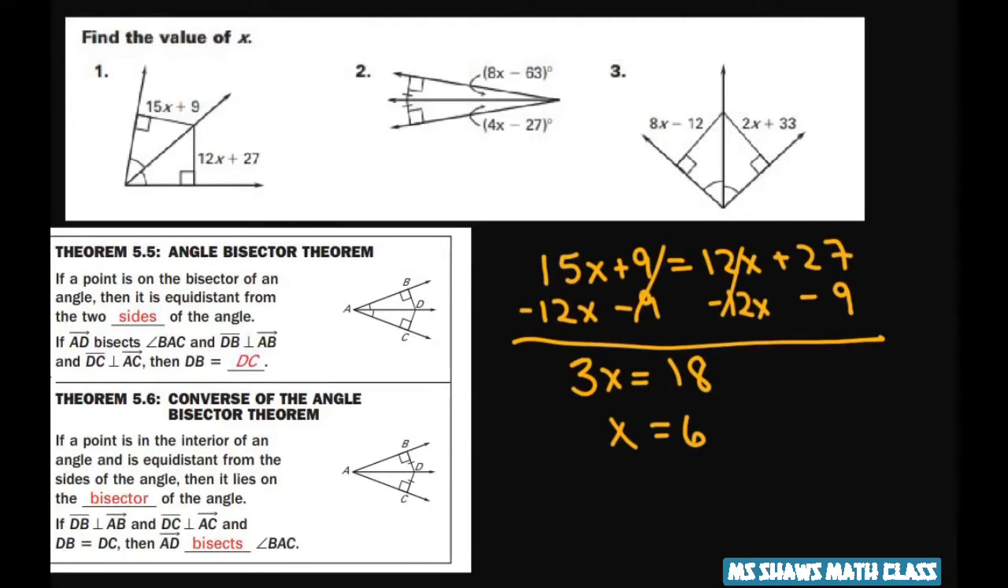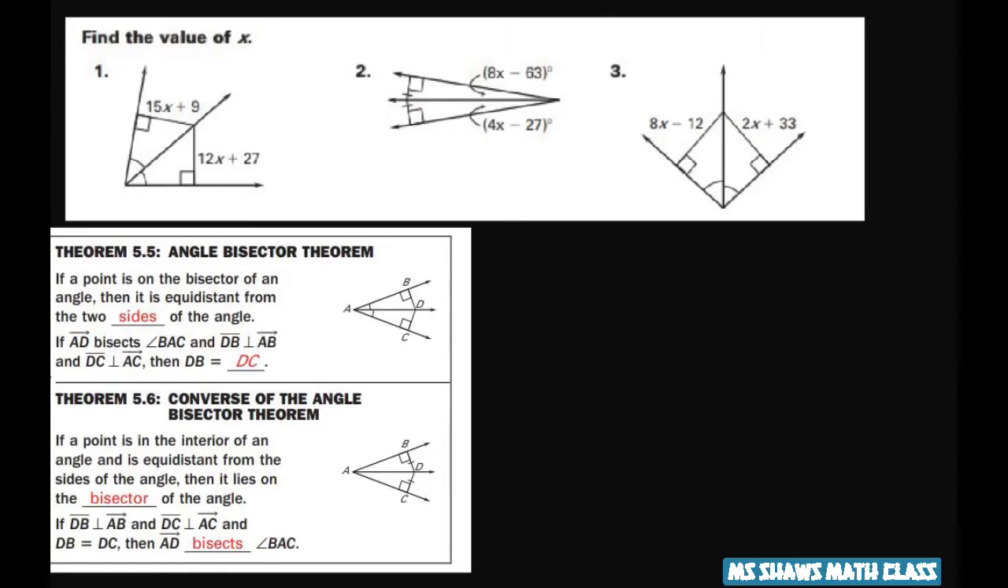All right, and you can plug it in, and if you plug the x in here, then these will be the equal amounts. Now for the second one, we're using the converse of the angle bisector theorem. So basically they're already given that these two sides are equal, and we still have our perpendicular line, and so that means this is an angle bisector, so that means these two angles are congruent. So we're going to set them equal to each other.